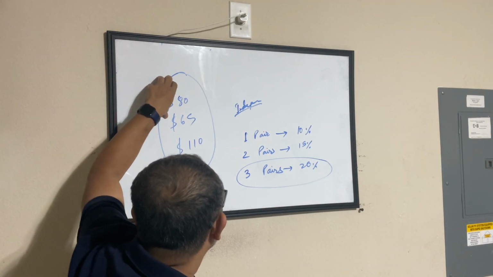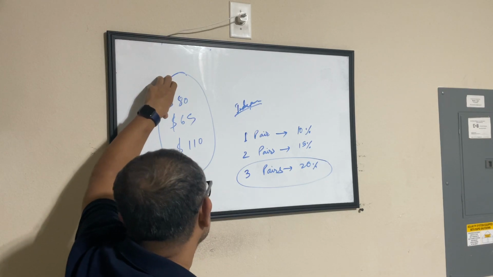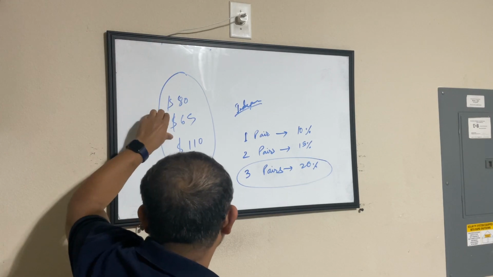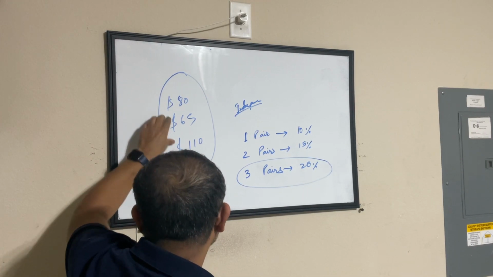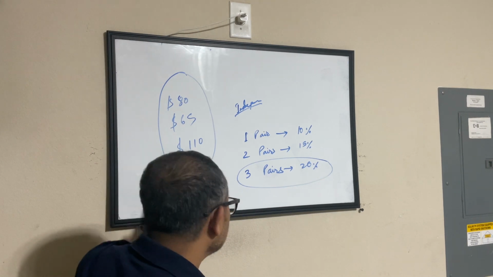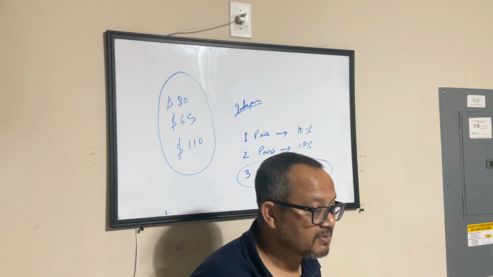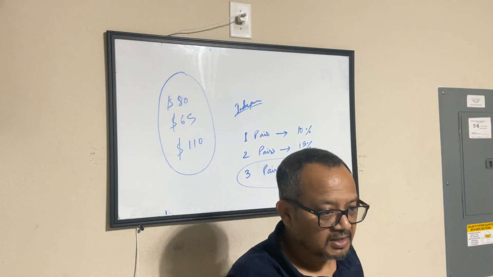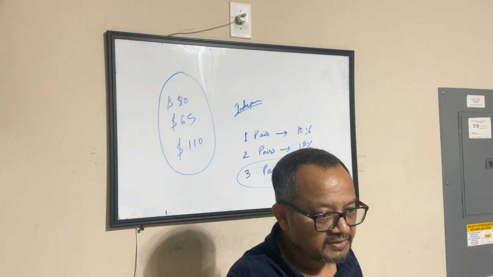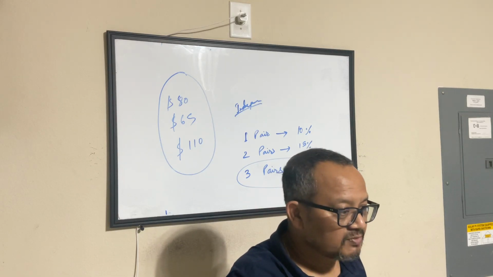The first shoe that I picked up was priced at $80. The second shoe was $65. The third shoe was $110. So I'm trying to find out how much I had to pay for buying all the 3 pairs. Let me try again. So Sanvita, you said $204. You can put your hand down. Let's see what Vibhuvan has to say.